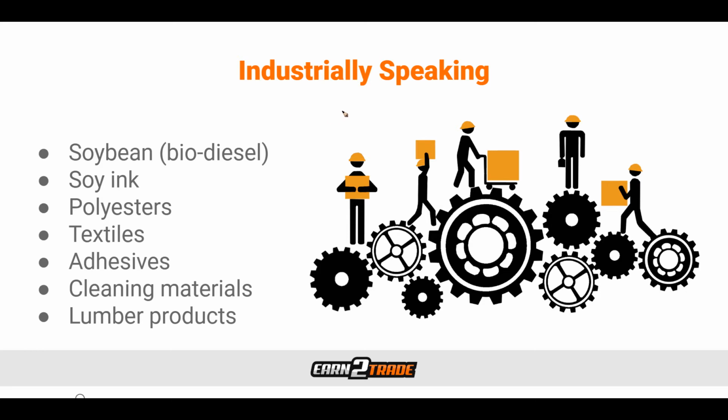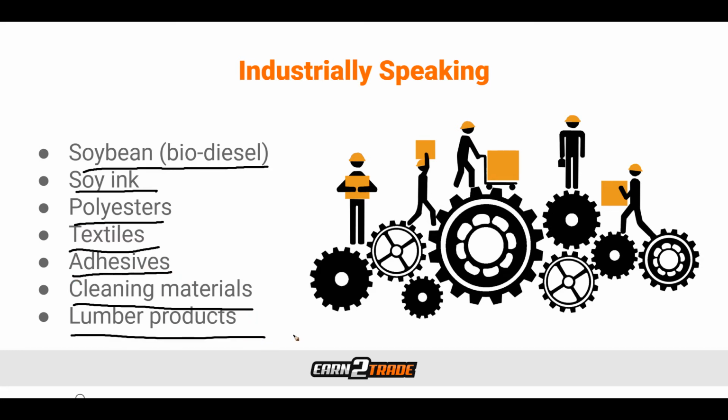Industrially speaking, we have things that are made like soybean biodiesel. This is a fuel made with the help of soybeans. We also have things like soy ink, which is an increasingly popular alternative to petrochemical inks. Soybean is also present in other technical industrial products such as polyesters, textiles, adhesives, cleaning materials even, as well as lumber products.